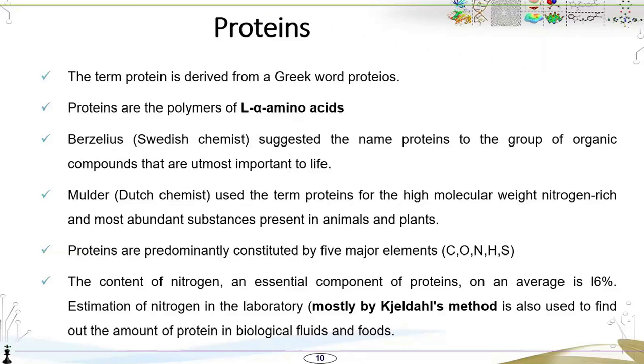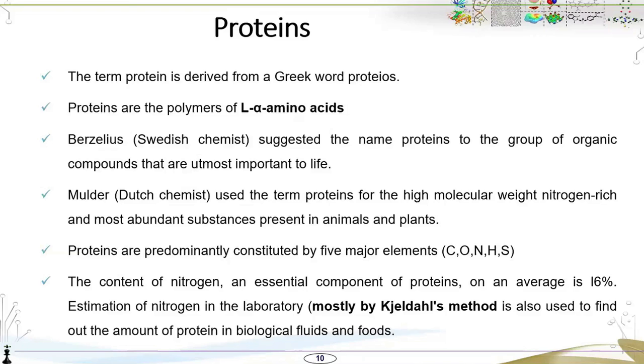Based on the molecular weight. So again, molecular weight is what differentiates protein from peptide, and peptide from polypeptide. Mulder, a scientist, used the term protein for high molecular weight, nitrogen-rich molecules. There are a lot of elements present in the protein structure, basically the amino acid structure, but nitrogen is present in the highest amount.